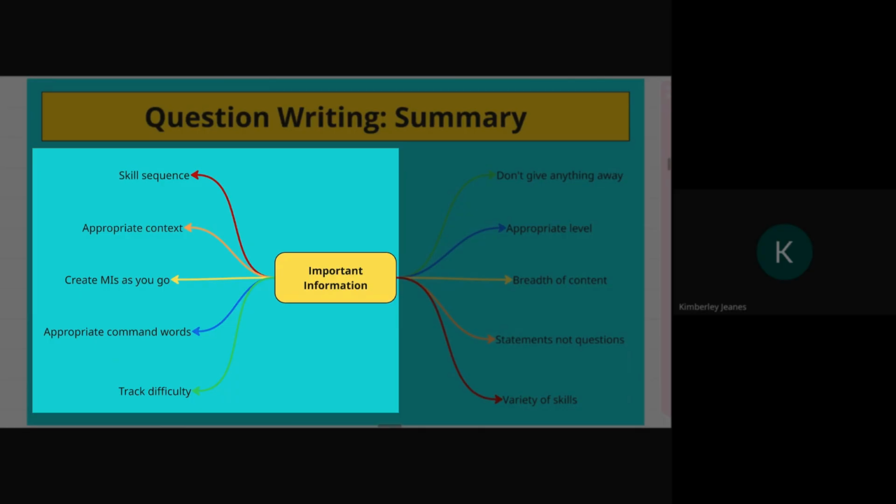And then tracking difficulty as well. It's important to keep an eye on what level your questions fall under, because if you end up with an assessment or homework that's got too many C questions, or in turn too many A questions, it's not going to give you or your students a real true reflection of how they're progressing through the course, because you might think they're doing better or worse.